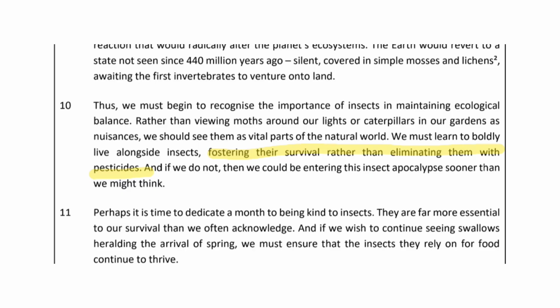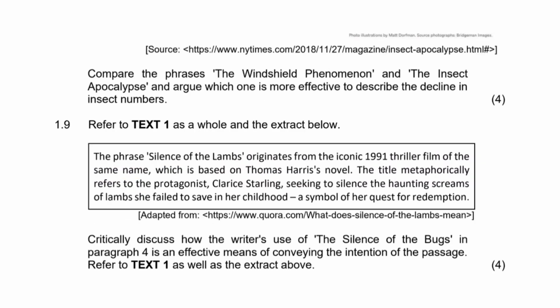When you answer questions relating to the comprehension text, everything you need is in the text. Definitions, explanations, examples, all of that is in the text. Please do not deviate from the text. Now that we have gathered understanding of what the insect apocalypse means and what the windshield phenomenon means, let us go back to the question. The question requires us to compare, meaning that you must contrast these two phrases, right? Then you're further required to argue which one is more effective to describe the decline in insect numbers.